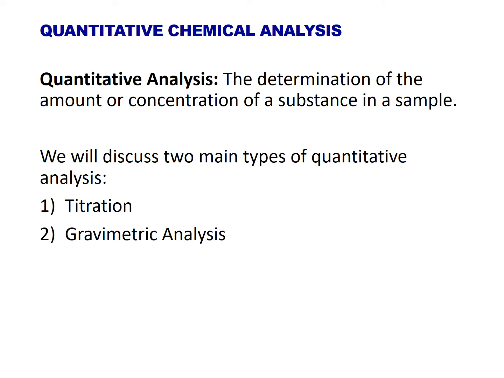Quantitative chemical analysis relates to the determination of the amount or concentration of a substance in a sample. Simply put, it is a method by which we figure out how much of something we have in a sample. It can be done typically using two types of analysis techniques.